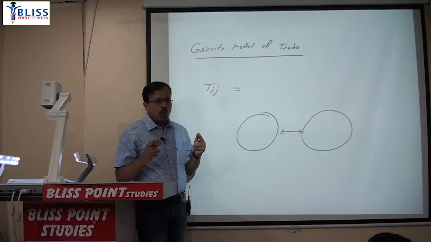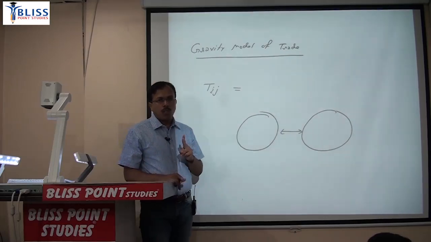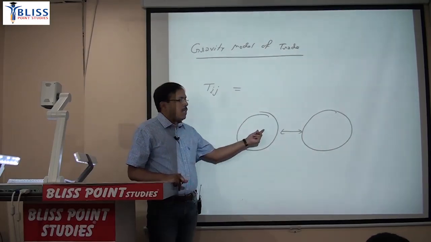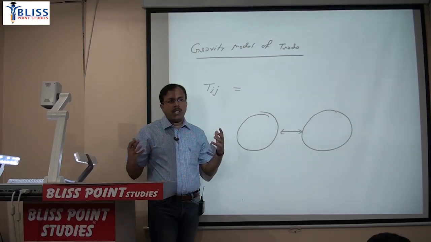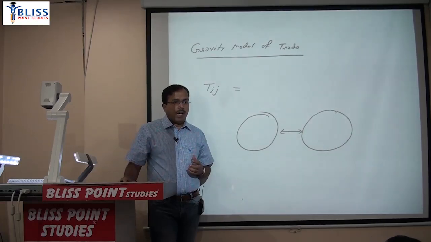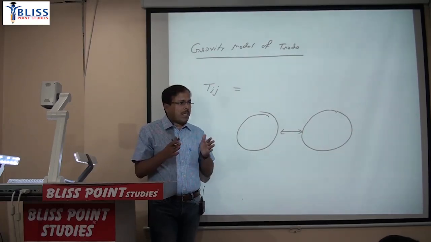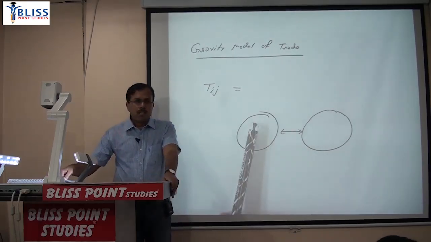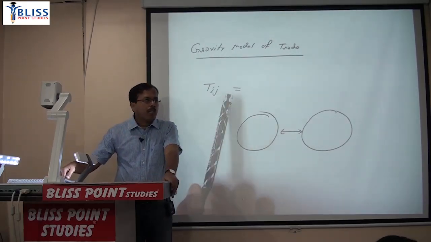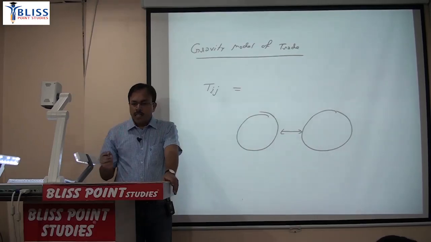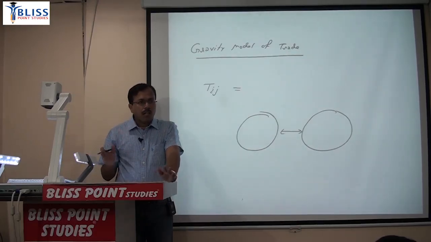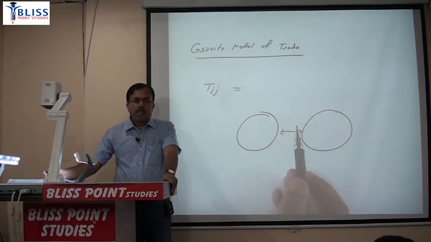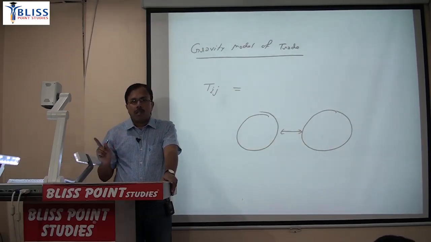Value of trade between two countries depends upon two things. One, what is the size of the country? Size means in terms of GDP. And what is the distance between these two countries? Greater will be the size, more will be the trade, and greater will be the distance, less will be the trade. So the value of trade depends upon their size, and it also depends upon the distance between the countries.